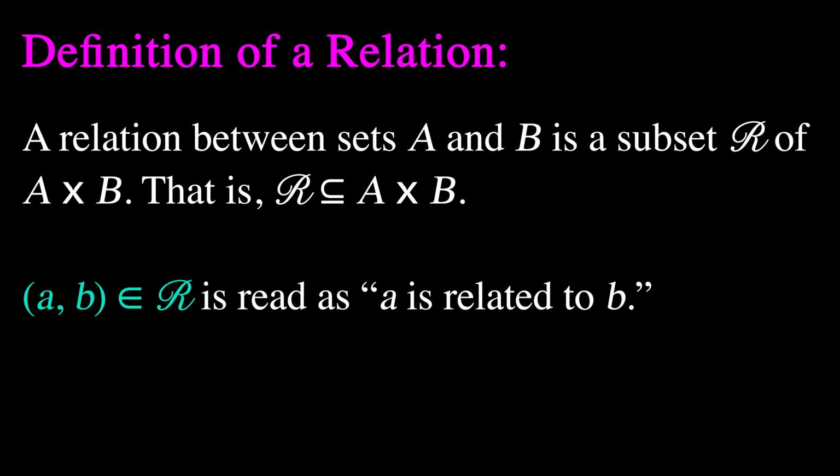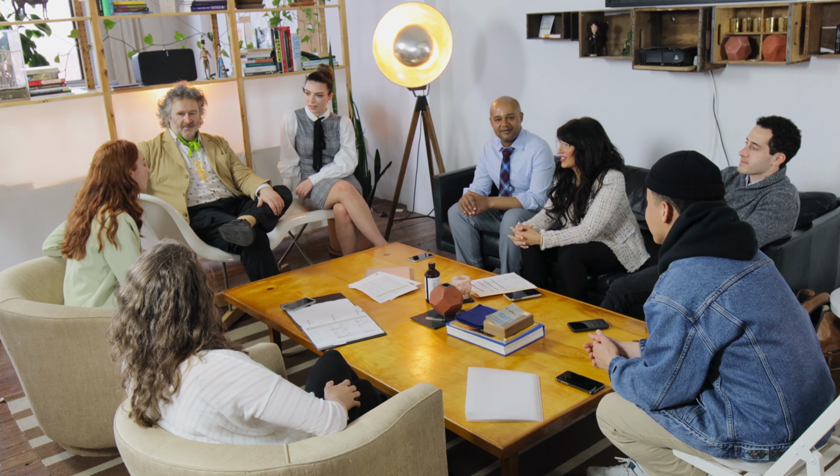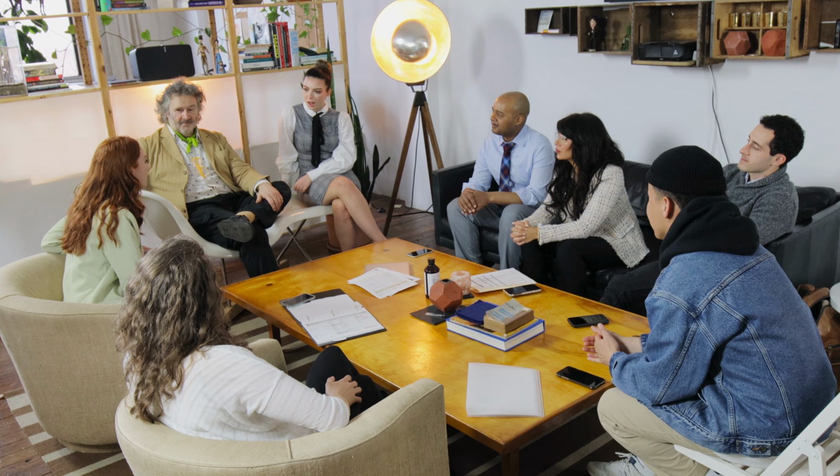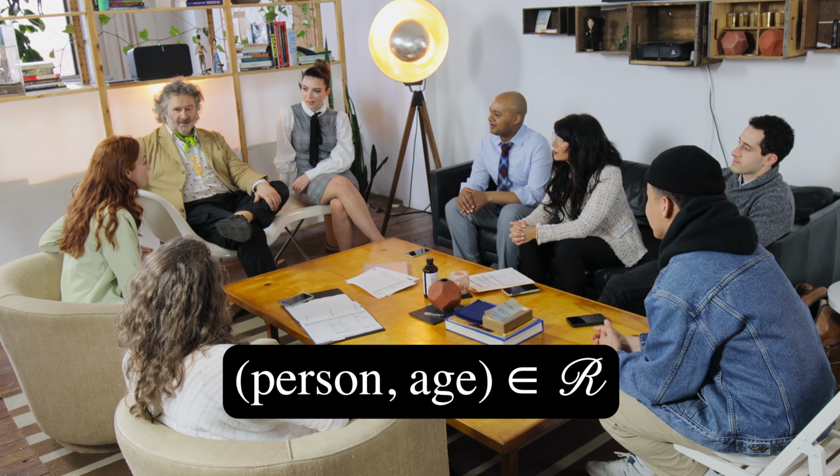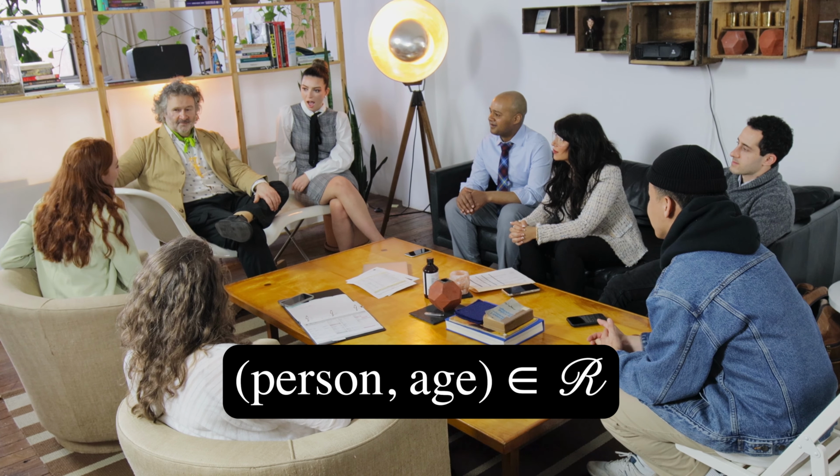We read this ordered pair (a, b) belonging to R as "a is related to b," and we write this as aRb. You might also see relations written as a tilde b. For example, the set of all people in a room can be related to the set of their ages by a relation that associates each person with their age. In this case, the relation consists of pairs of the form person-age, wherein every person can be mapped to an age.